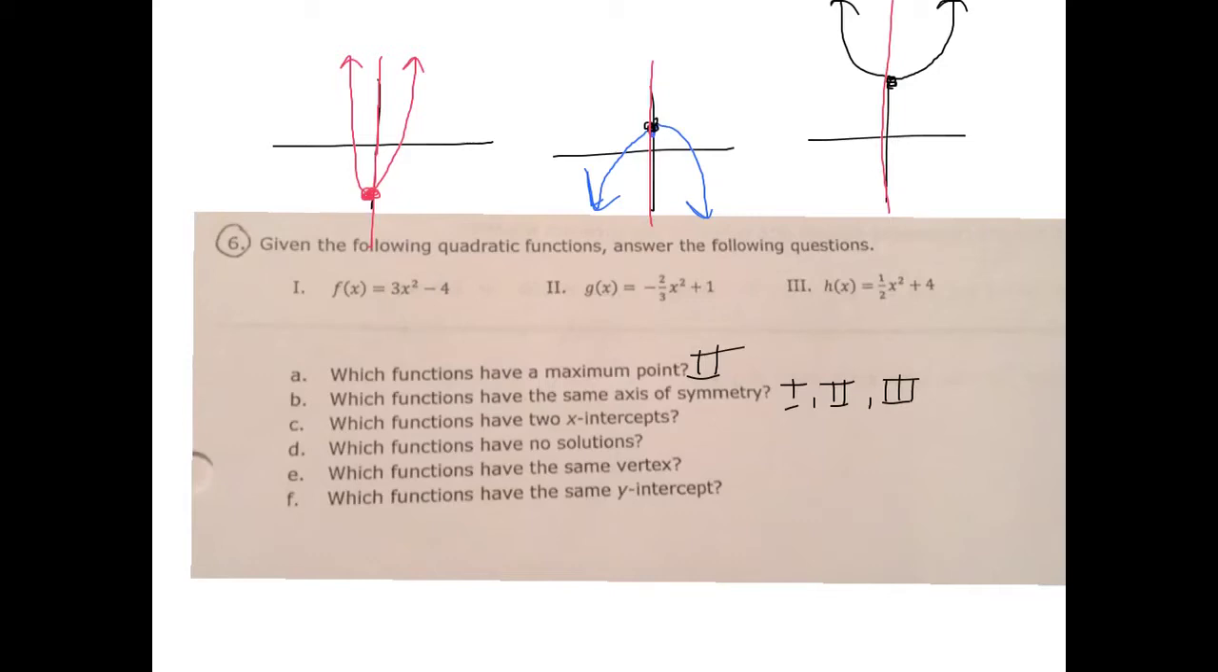Which functions have 2 x-intercepts? So which cross the x 2 times? 1, 2. So 1 does. 1, 2. 2 does, but this one doesn't cross at all.